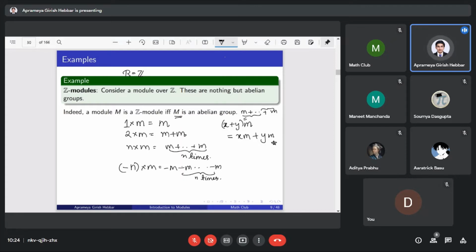Similarly, if M is a Z module, then it is an abelian group by definition. So Z modules are nothing but abelian groups. So we are generalizing abelian groups in some sense by studying modules.